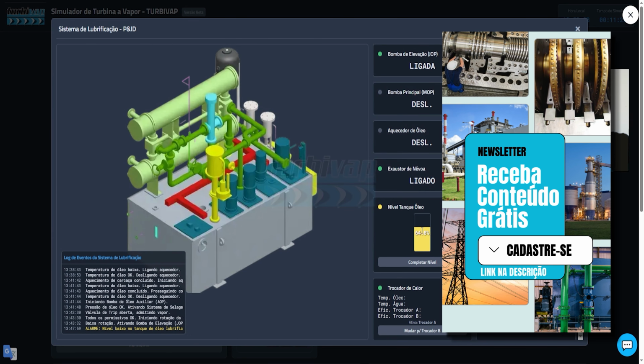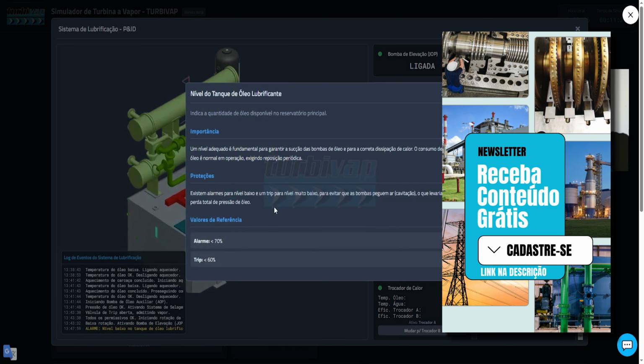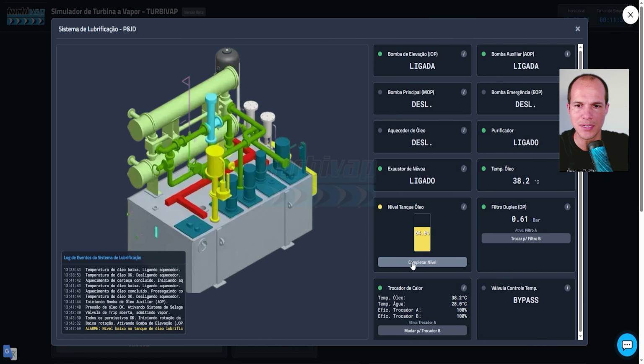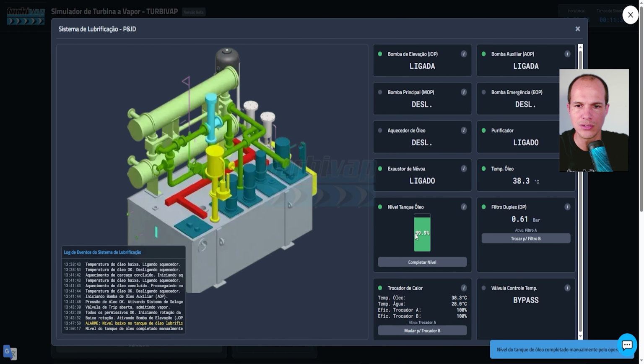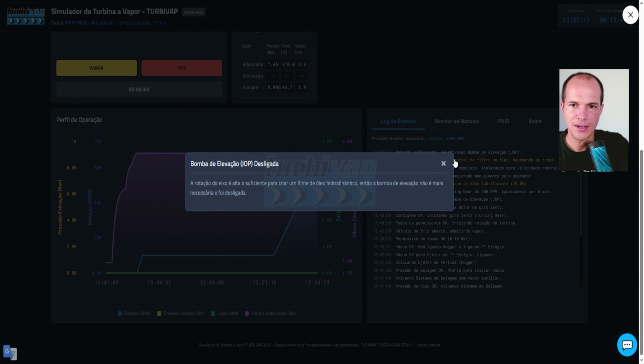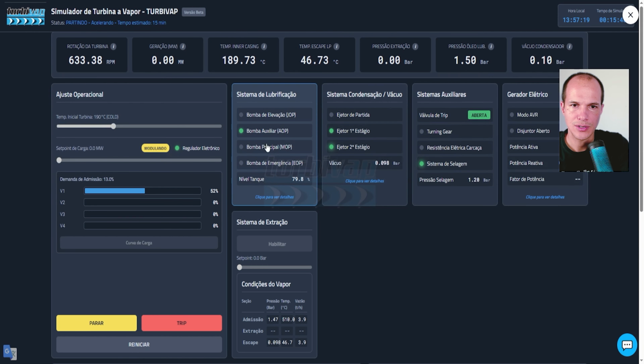So here the modal will come up, showing what the limits are and what the alarms and trips are in these conditions. So we will always have to intervene here. In this case, I'm going to complete the level, okay. This is one variable, but there are countless others from which we can understand the behavior. It already made the first ramp here. It's already giving another example: sufficient rotation, disabling the lift pump. So it's going to show what happened.